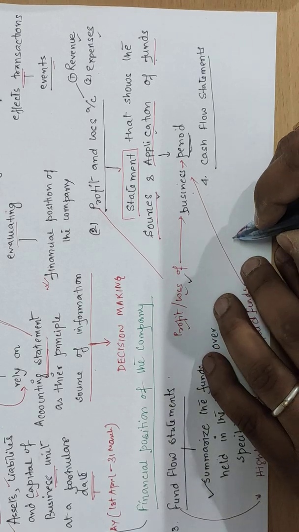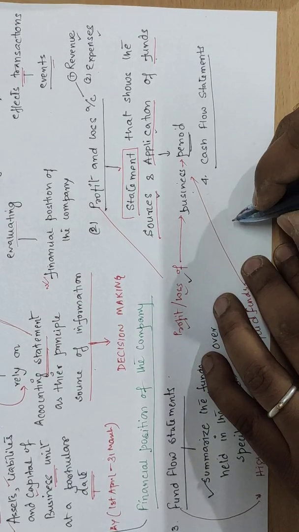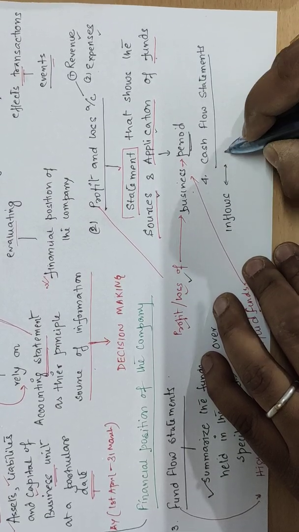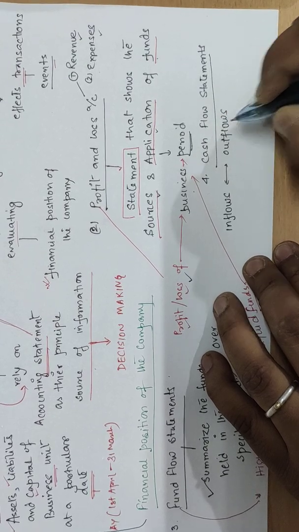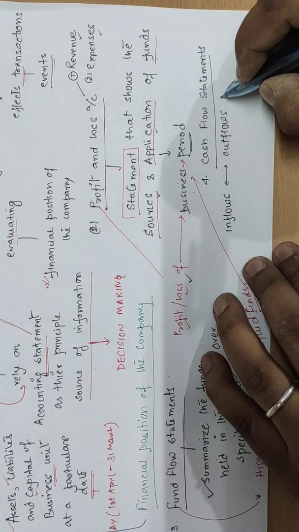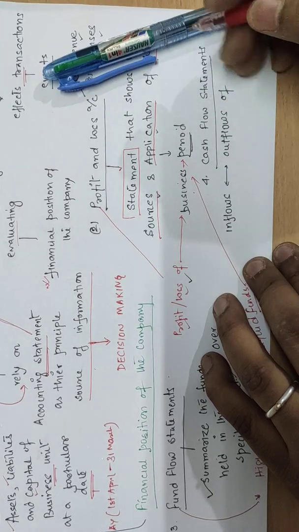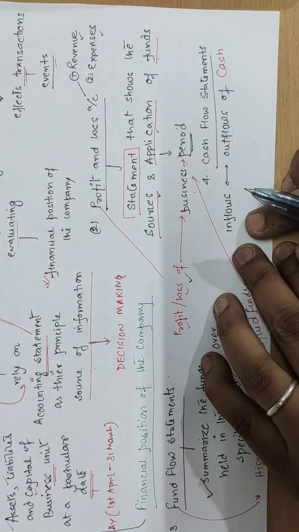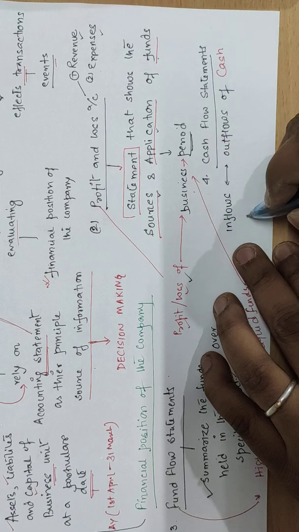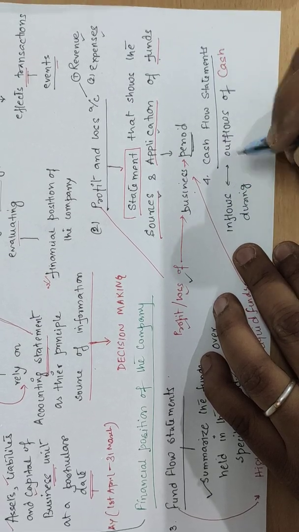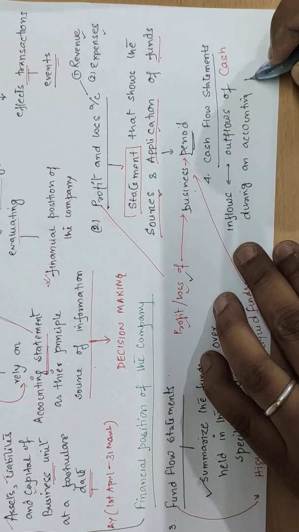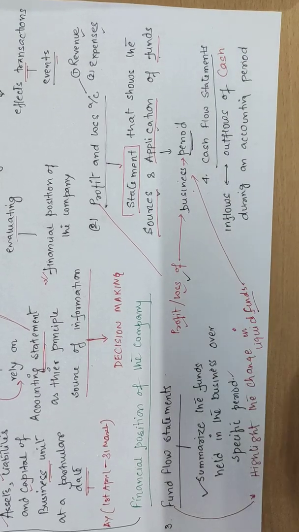What is cash flow statement? Cash flow statement actually is a statement that calculates the inflows and outflows of the most important item, that is known as cash. It is a statement that studies the inflow and outflow of cash during an accounting period.